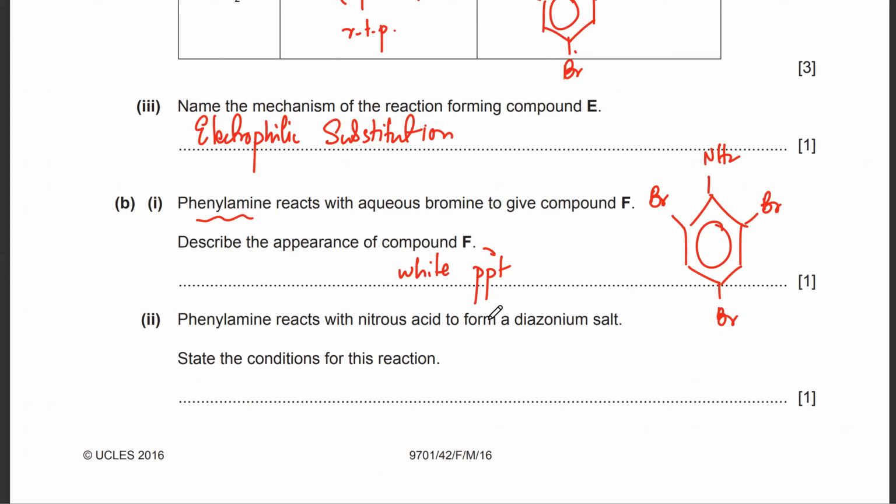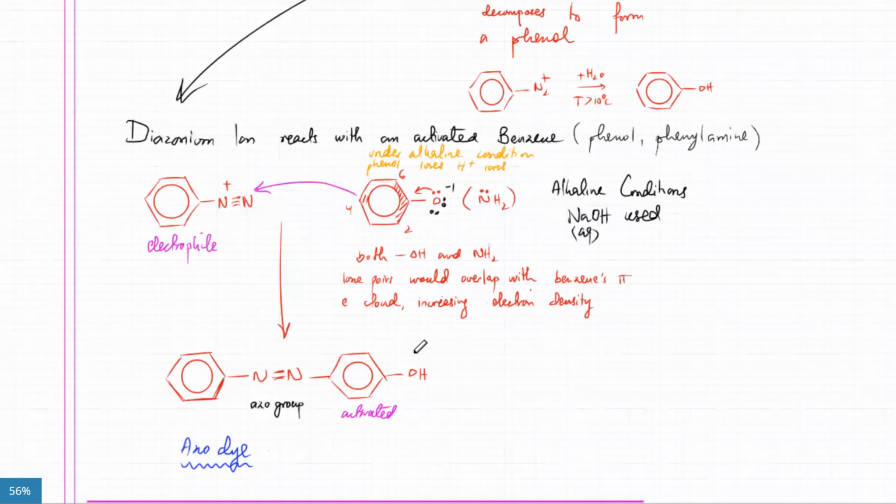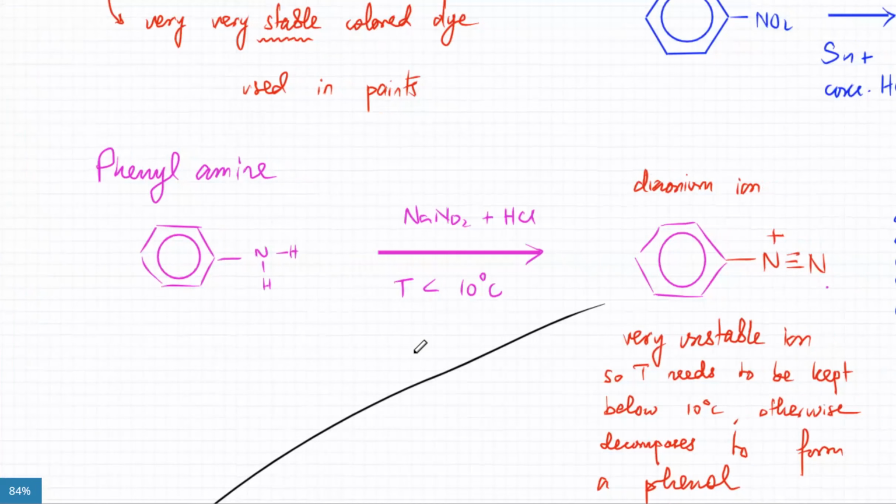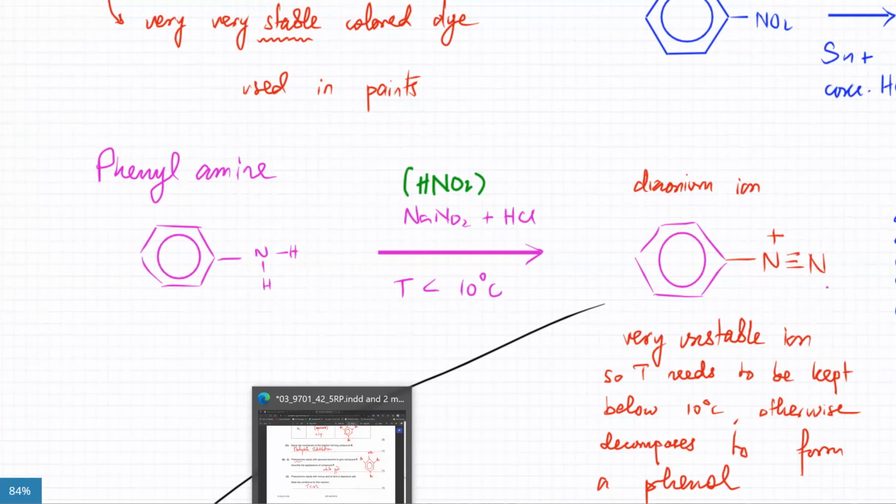So he's saying phenylamine reacts with nitrous acid to form a salt. State the conditions. So the condition is the temperature's got to be less than 10 degrees centigrade. And he's talking about nitrous acid. The thing is, NaNO2 and HCl basically end up forming nitrous acid, which is HNO2. So you can either write NaNO2 plus HCl, or you can also write nitrous acid, HNO2. But HNO2 is formed during the reaction when NaNO2 and HCl react together. But the condition is temperature's got to be less than 10.